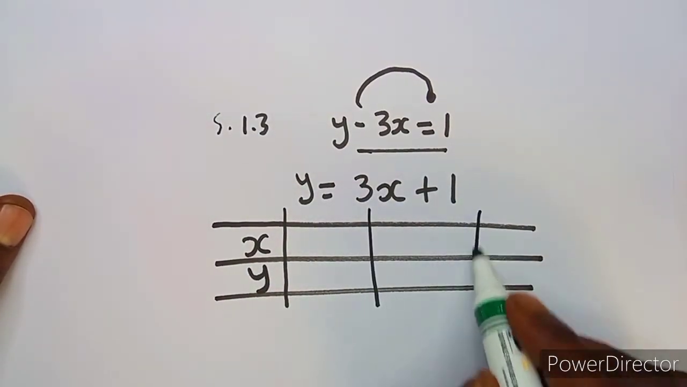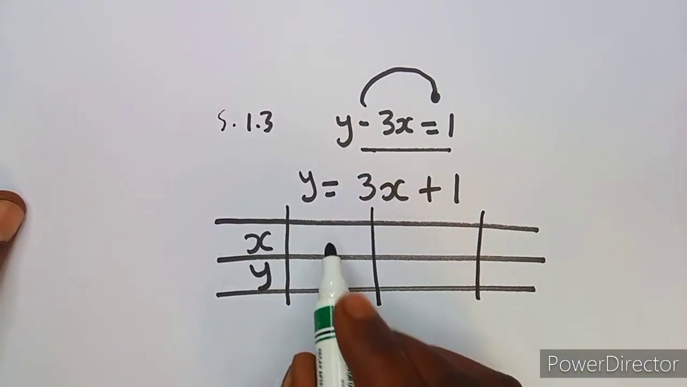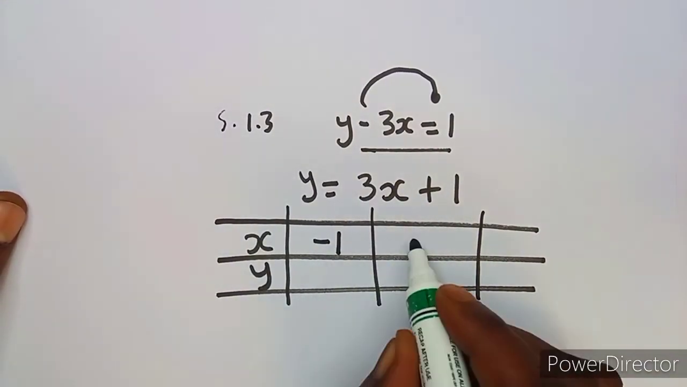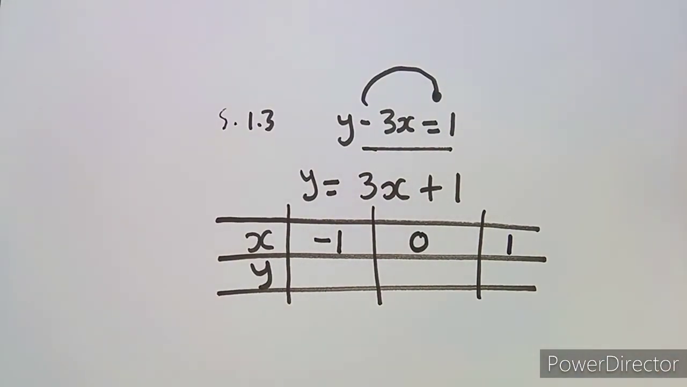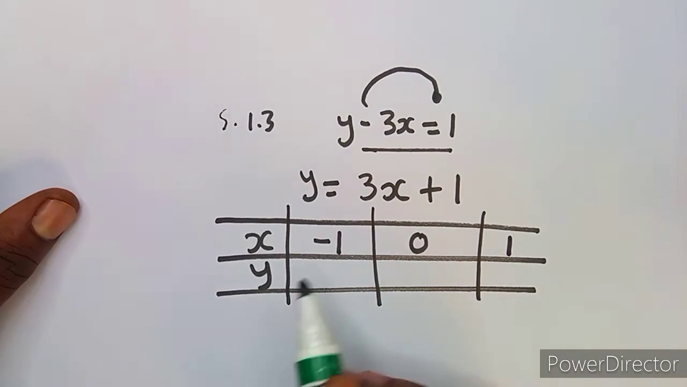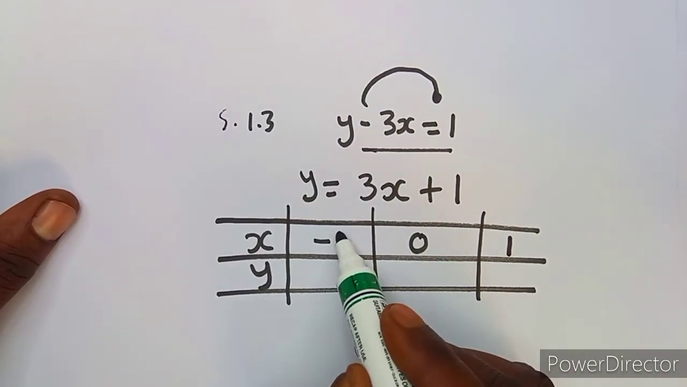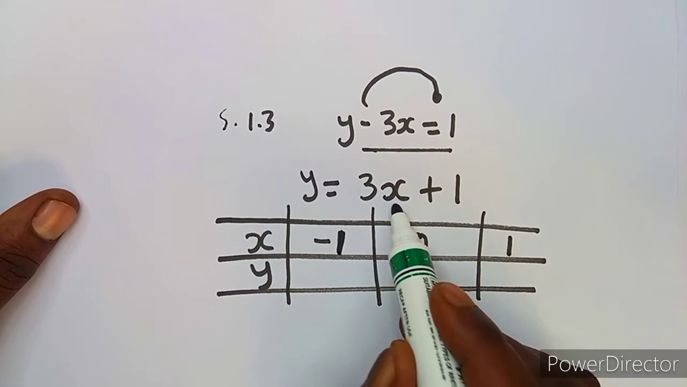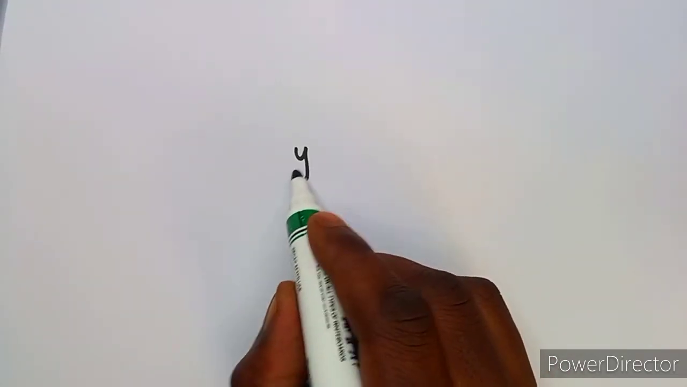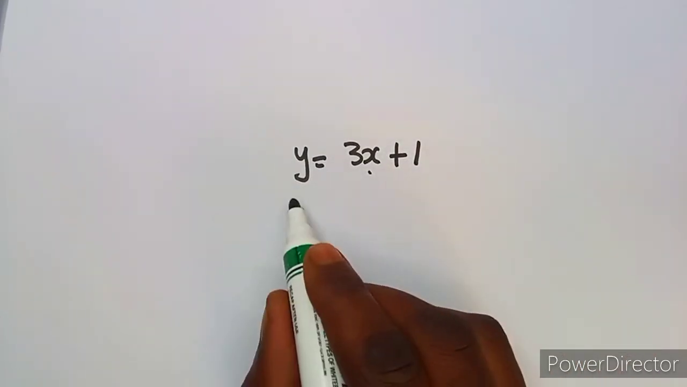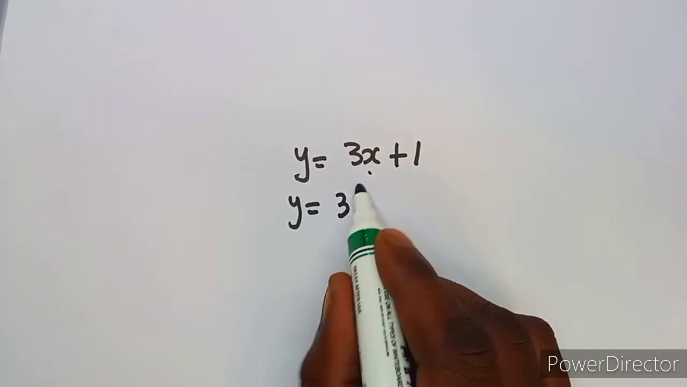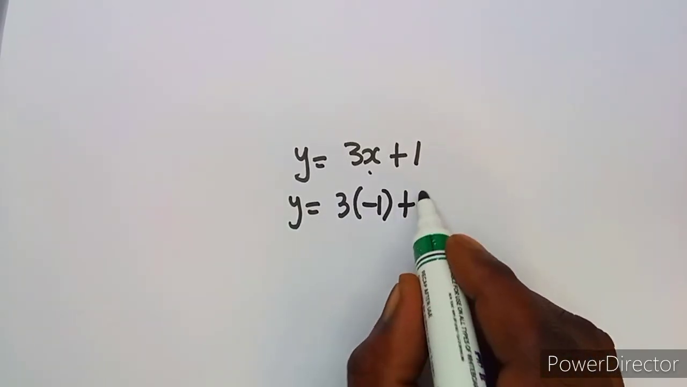Let's substitute 3 values of your choice. I'm going to choose -1, 0 and 1. These are values of your choice, guys, but don't choose big values, just choose reasonable values. You substitute these values. When x is -1, you substitute -1 here. So y is equal to 3x plus 1, and x is -1, so y is equal to 3 times -1 plus 1.